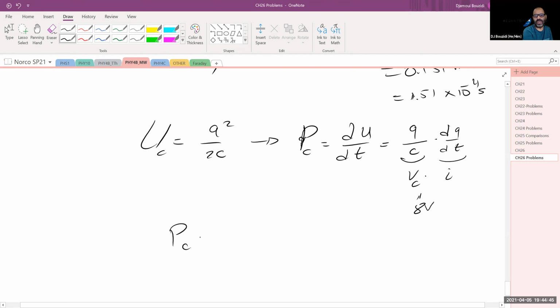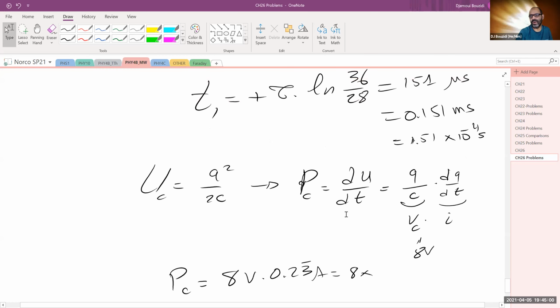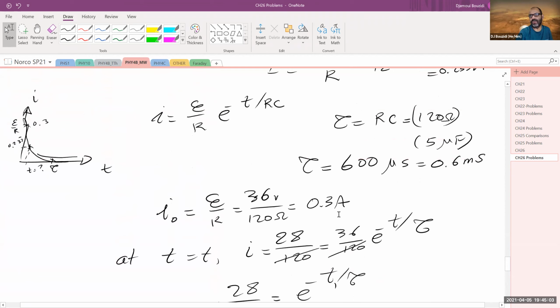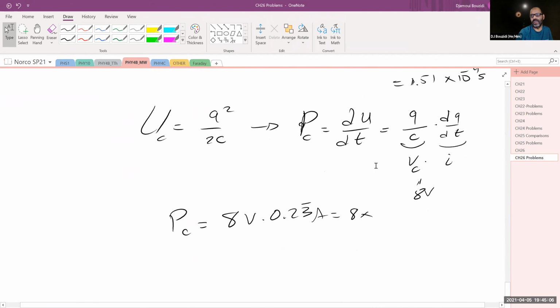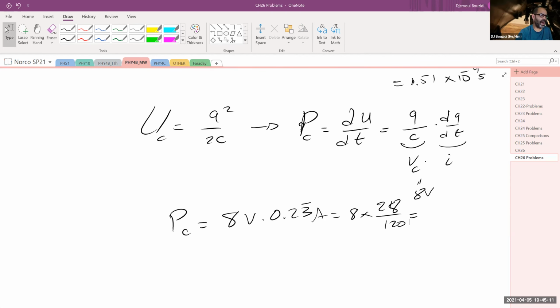So the power at which we're putting this in is 8 volts times that current of 0.233 amps, that's all. Or if you wish, 8 times 28 over 120, yes, that's the current. 28 over 120, and that's going to give me the power in watts. 8 times 28 divided by 120, so it's 1.87 watts.